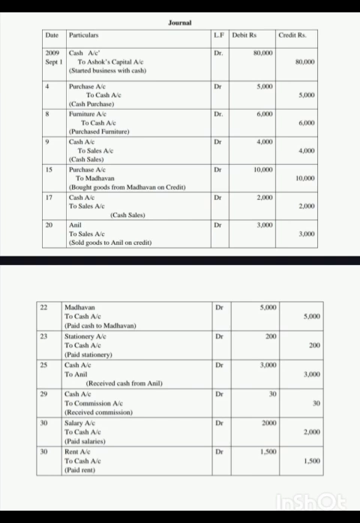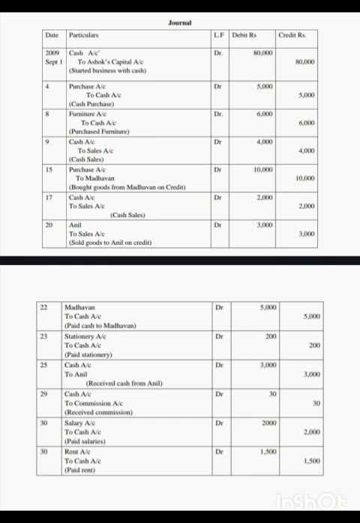17th September, sold goods to Shyam for cash 2,000 rupees. Cash account is a real account, asset, and cash is received, so we debit cash account, debit what comes in. Sales account is a nominal account and represents income, so we credit sales account, credit all incomes and gains.